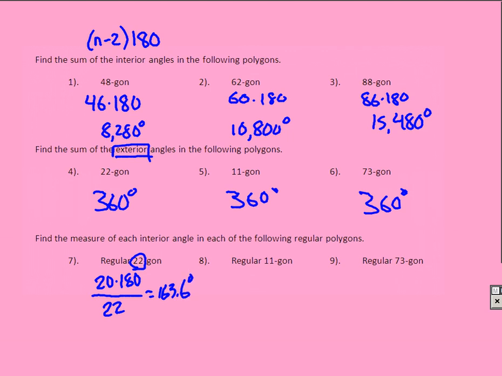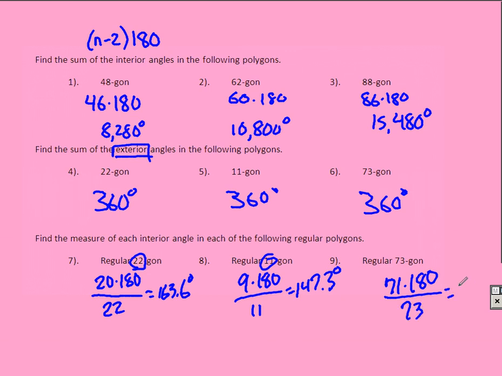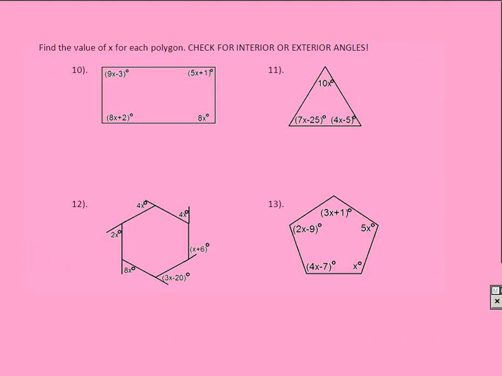Alright, same thing. 11 minus 2 is 9, so that's what we multiply by 180. And then divide by my total number, 11. So that will give me an answer of 147.3-ish degrees. And then for 73 gone, that means 71 times 180 for the total amount. Divide by the 73 total angles means that each angle should be 175.1 degrees.